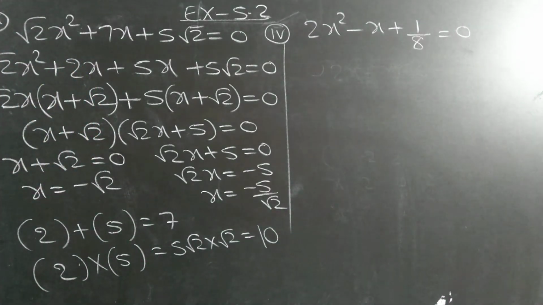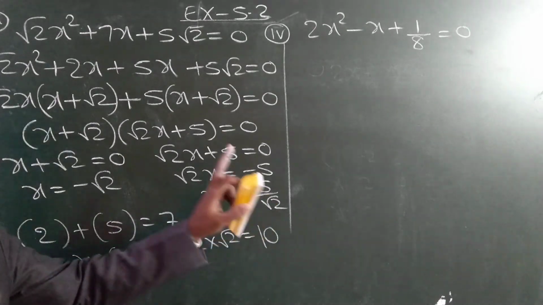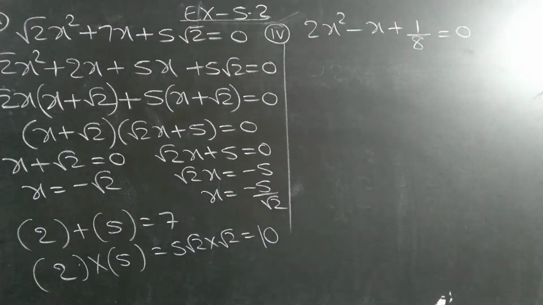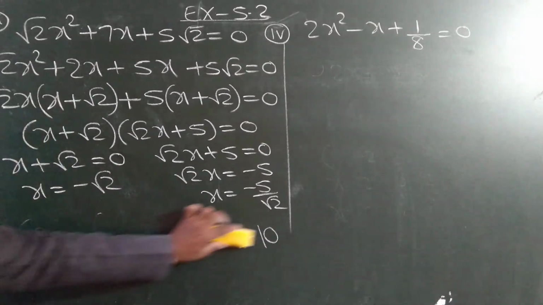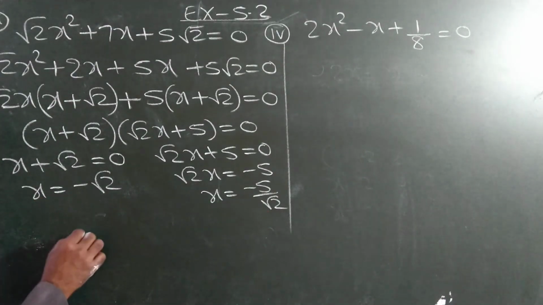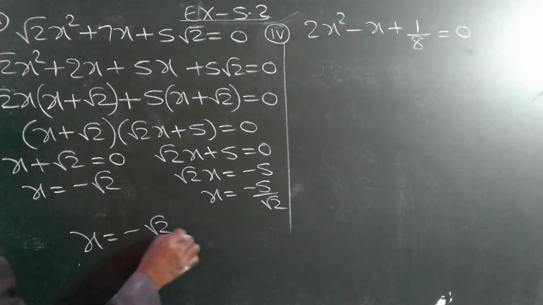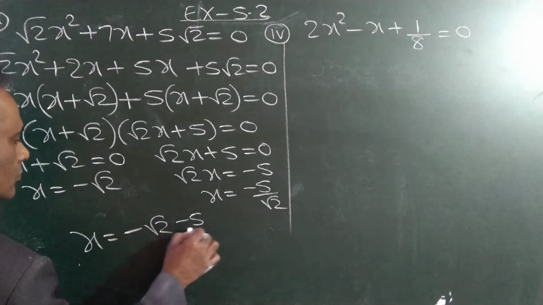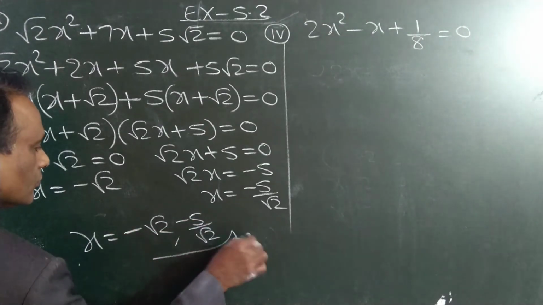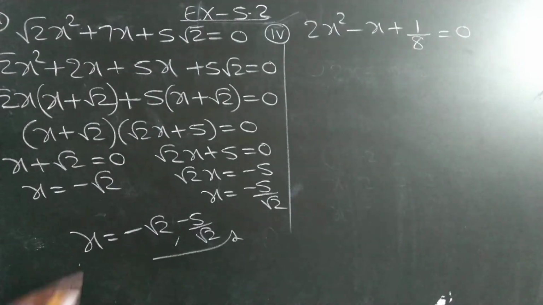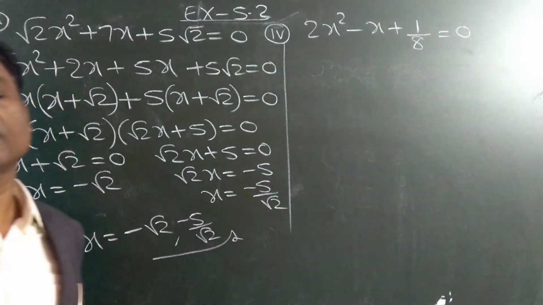So the answers are minus root 2 comma minus 5 by root 2. You write down. Students, write down the answer: minus root 2, minus 5 by root 2.